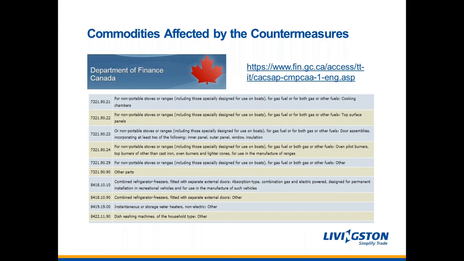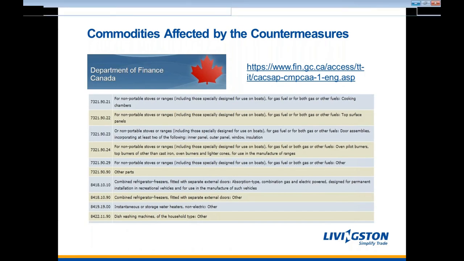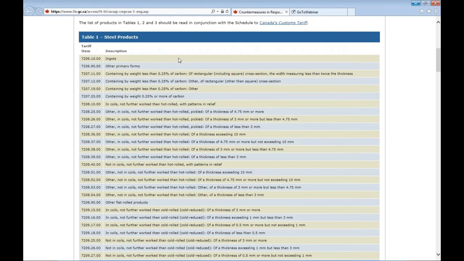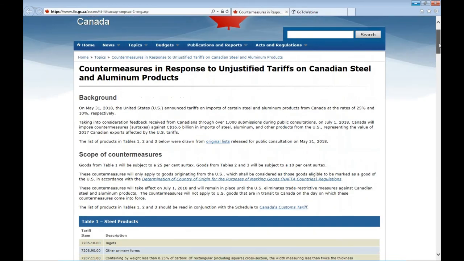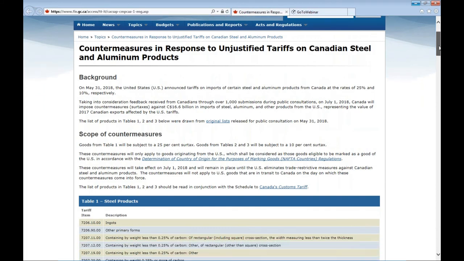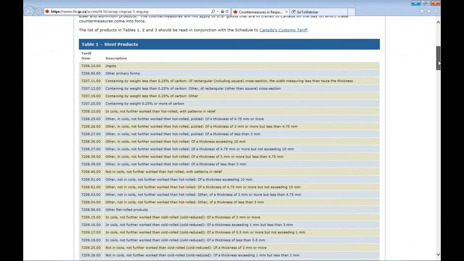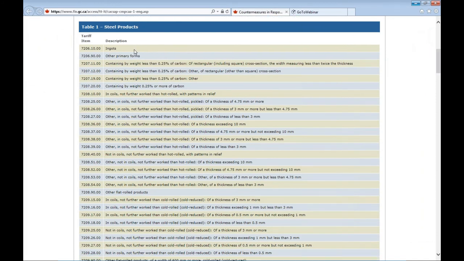But let's look at some of the details of the Department of Finance. On the Department of Finance site, I'm just going to bring it up so we can actually take a closer look. I just put up the Department of Finance site. So these are the countermeasures in response to the steel and aluminum tariffs the U.S. instituted. You can see the steel products, again, are in table one. And on the left-hand side, we have the actual tariff item numbers of what they capture.